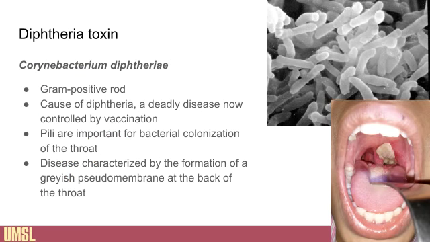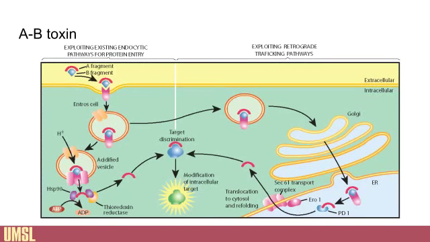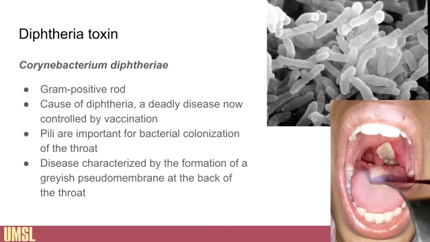So I think the easiest place to begin thinking about AB toxins is diphtheria toxin, in part because it's structurally pretty simple, and it illustrates a lot of points about this first pathway for AB toxin activity. So a little bit of background. Diphtheria toxin is produced by a bacterium, Corynebacterium diphtheriae. It's the causative agent of diphtheria. And it's a gram-positive rod.